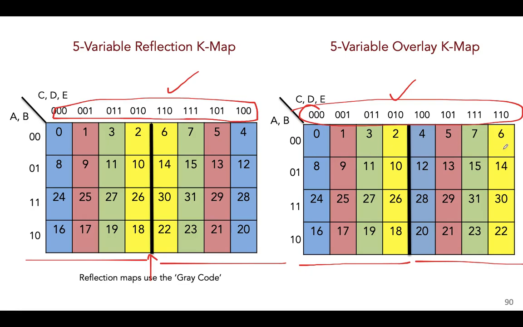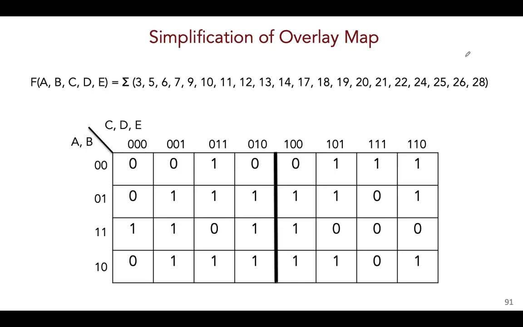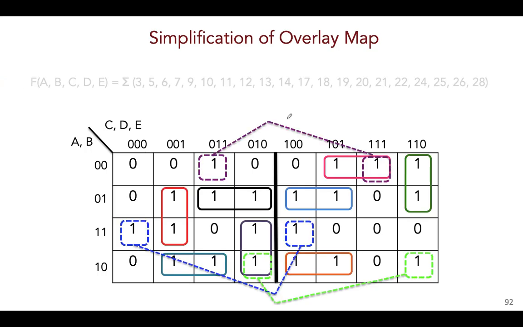Now that you're clear with the numbering and the ordering of the cells, and you're clear with the understanding of which cell is adjacent to which cell, we can take a quick look at an example of how to simplify a 5-variable K-map in the overlay format. Suppose this is the expression given to us, and this is the resultant K-map for this. This is an overlay method now, so you have to be careful of which groups to form. We can start with the left hand side of this map.